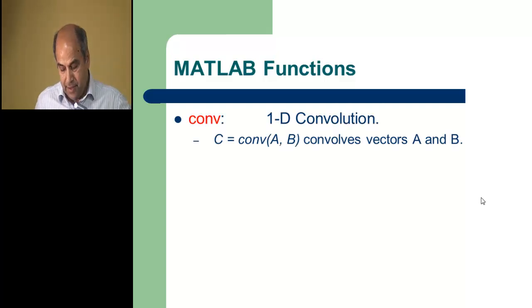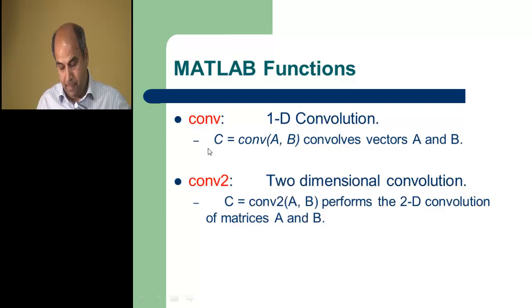So one is the convolution function, and it is just a 1D convolution. A and B are vectors, and you can convolve A and B and get the result C. Then we have a similar thing for 2 dimensions. That's what you will be using in the images. So conv2, and here instead of A and B being vectors, there will be matrices. There will be the mask and the image.